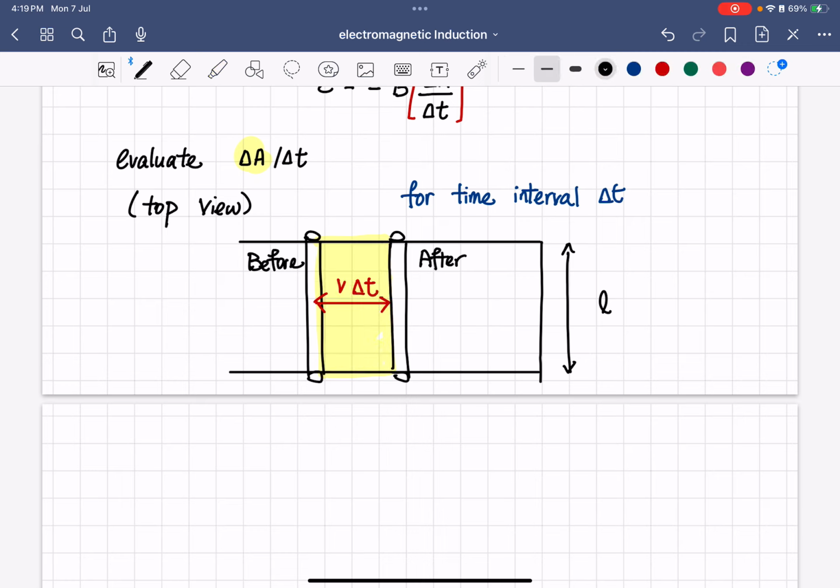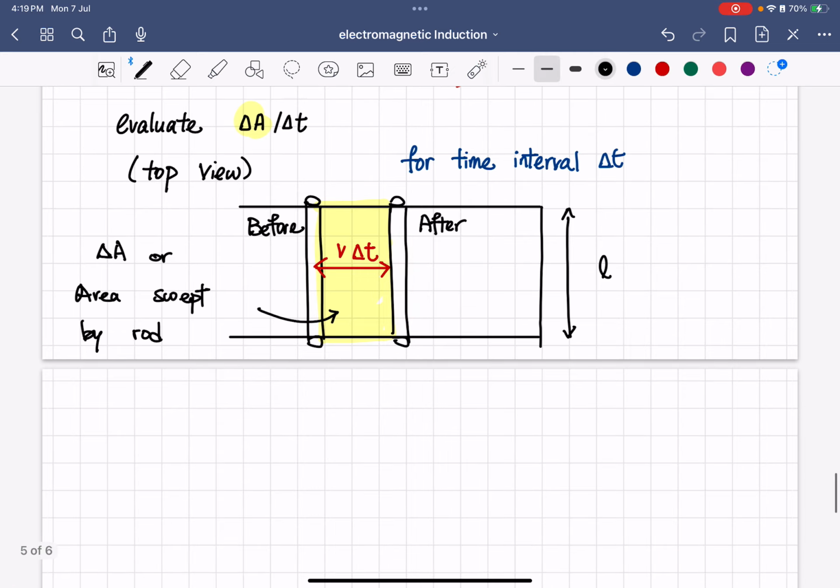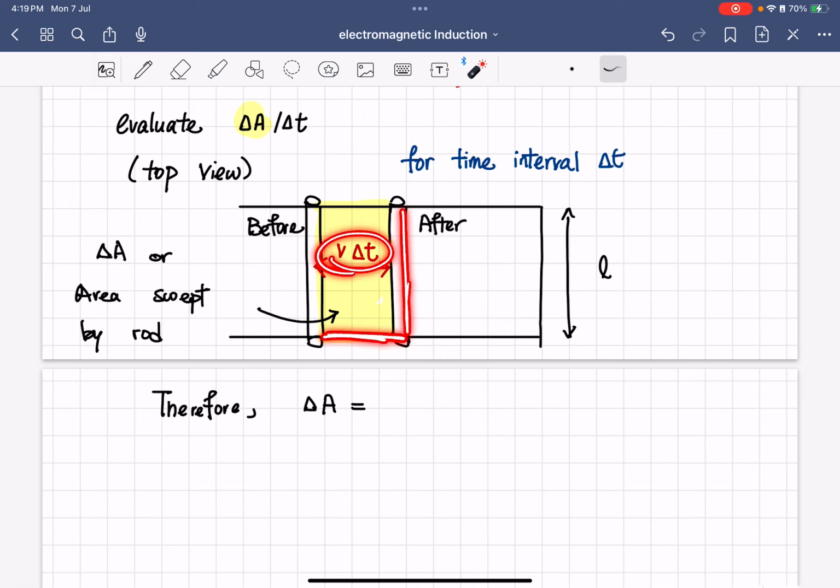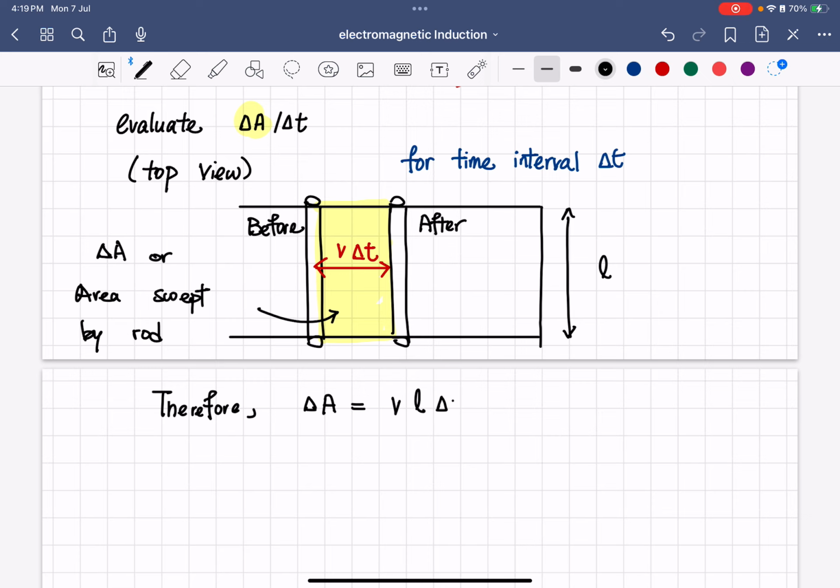Some books will use a description to say, first of all, we call this delta A, the change in area, or the area that is swept by the rod. So it's sweeping out a certain area, and this will be delta A. With this understanding, delta A can in fact be written as the area of a triangle, which is this length, V delta T, times this length, L. So therefore, delta A can be written as LV delta T.